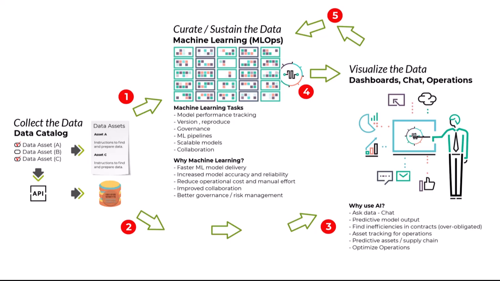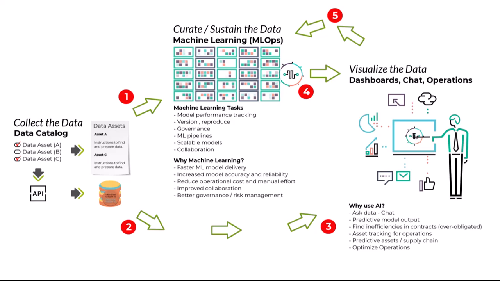And if you look down at the bottom right side of the screen, you'll see some of the reasons why we use AI, right? Ask the data, chat, predictive modeling, find inefficiencies in certain things, asset tracking, predictive assets, and supply chain and optimize operations. All of those are built on data points that we've curated within the MLOps environment.